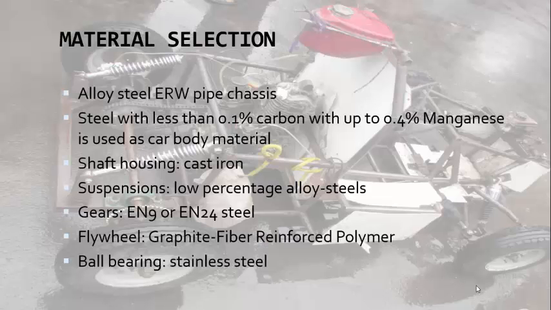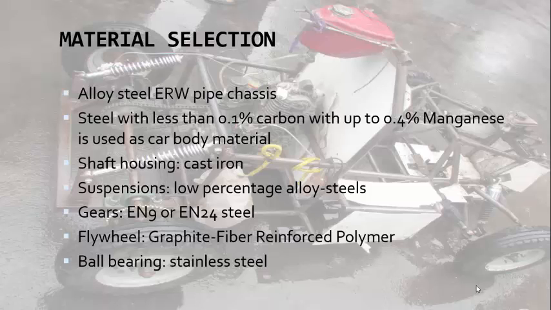Now the material selection. I mentioned earlier that the lighter the materials that you use, the better it is, because it requires less power to move the car forward. Alloy steel ERW pipes were used. The speciality of steel is that it is made of dislocations. There are dislocations inside the steel crystal. These dislocations can move, and they can absorb energy, and they can change the shape of the steel. And when a car is in an accident, it can absorb the shock and protect the passengers.